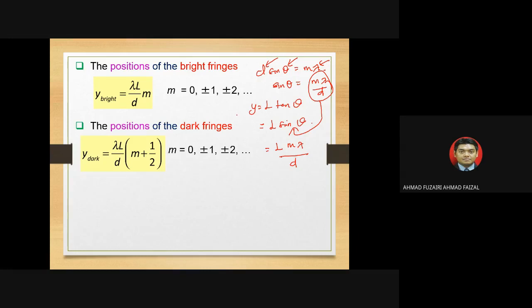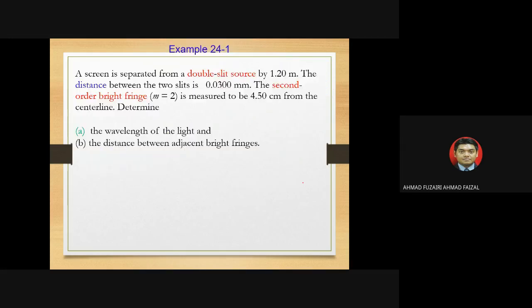So when you are asked to calculate the position, you need to use this equation, or you can combine this equation by assuming that tan theta is approximately equal to sin theta. So this is the assumption made by physicists. So this is an example of a screen separated from a double slit source.